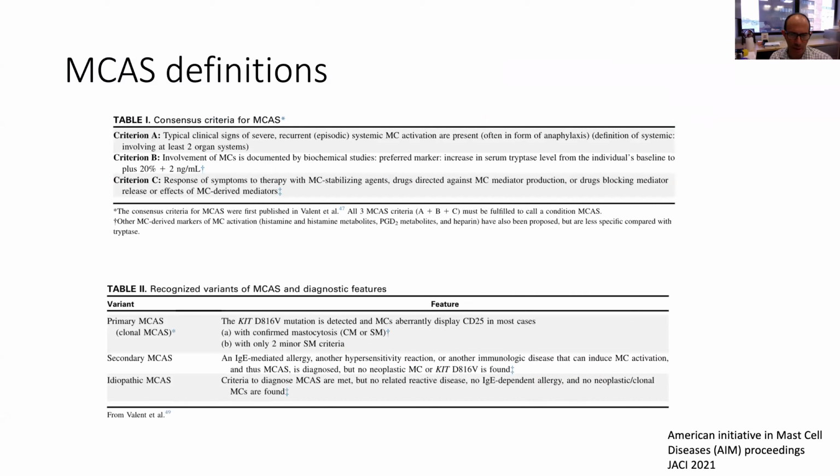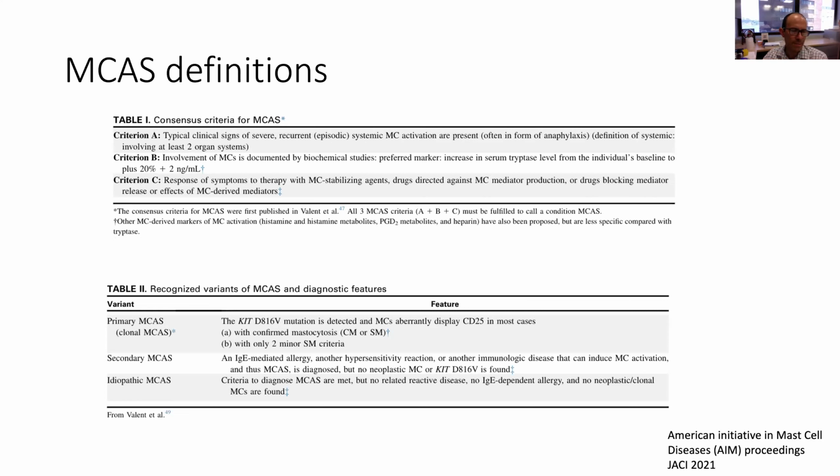that meets criteria B. Now, having described what the mast cell activation syndrome is, it's often eye-opening to realize there are three different mast cell activation syndromes. The first is primary MCAS or clonal MCAS, and that's sort of the classic symptomatic mastocytosis. That's what it is. Symptomatic mastocytosis is considered a primary mast cell activation syndrome.